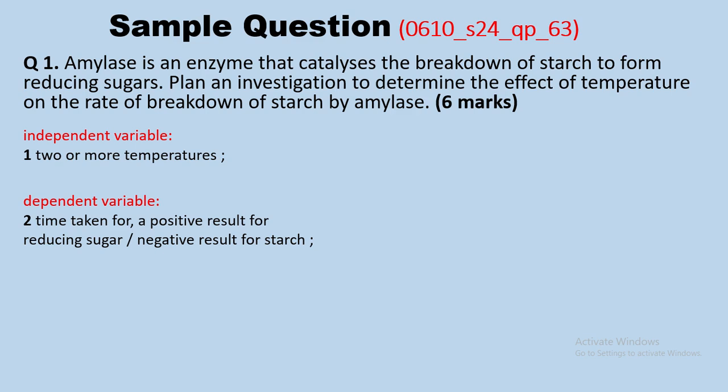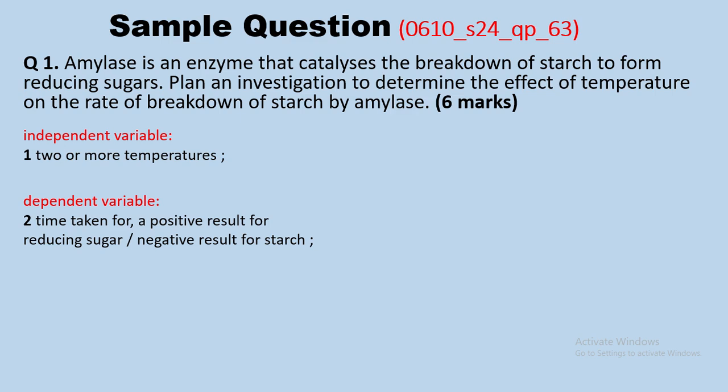So if you are going the way of starch, you do that. But if you are going the way of glucose, initially there will be zero glucose. So you keep testing for glucose, and there will be more and more glucose present until it turns brick red, which is a positive test for glucose using Benedict solution.